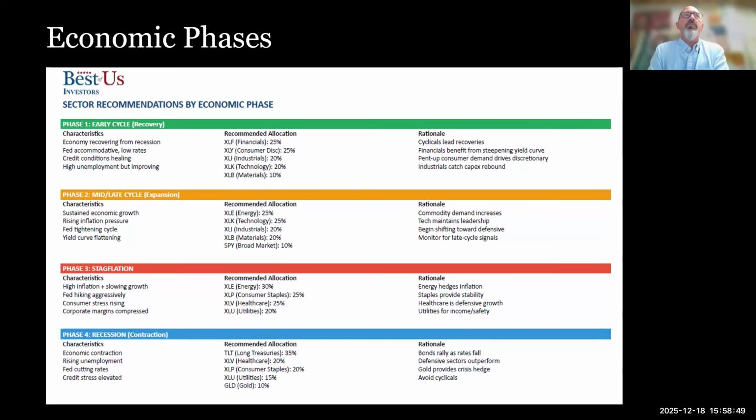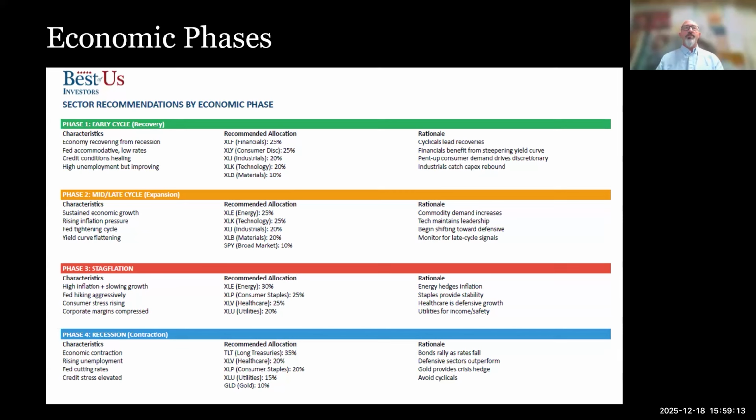Your second phase is your mid to late cycle expansion. This is where you've seen sustained economic growth, rising inflation pressure. Sound familiar? Fed tightening cycle, and then yield curve flattening. And there are certain areas that do real well there: energy, technology, industrials, materials, and the S&P 500 overall.